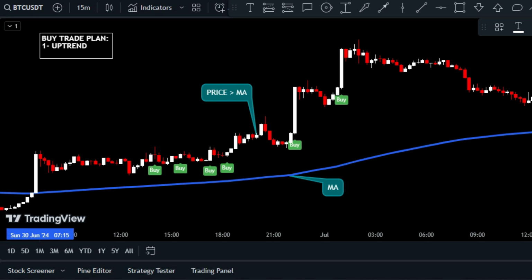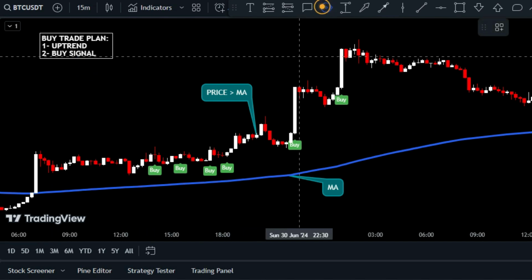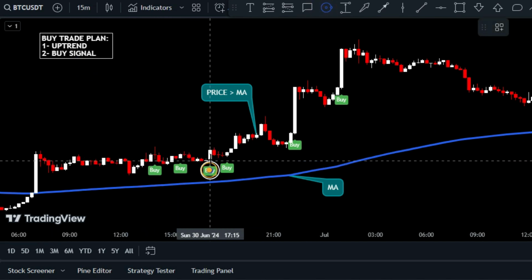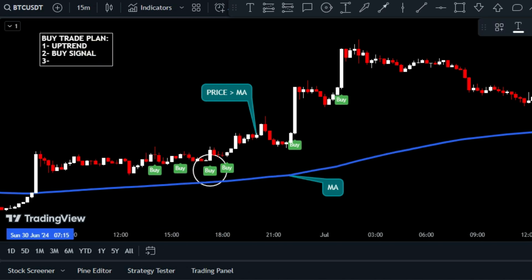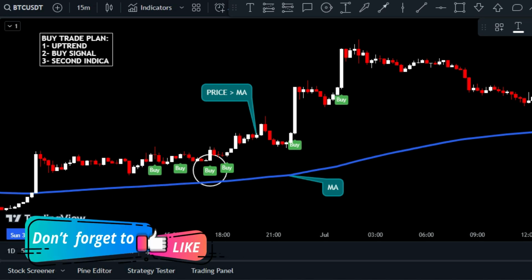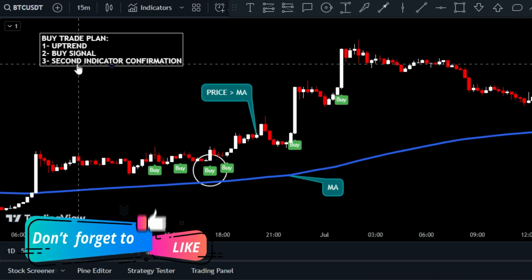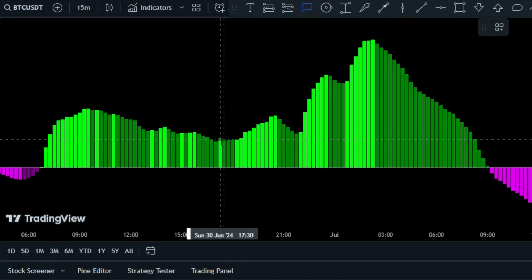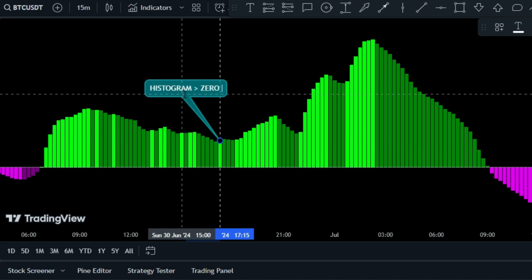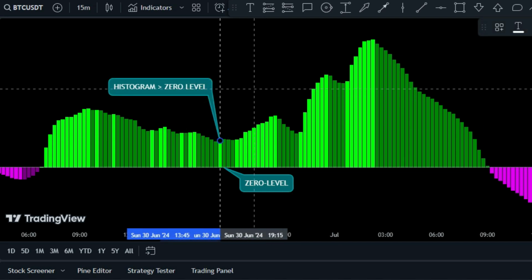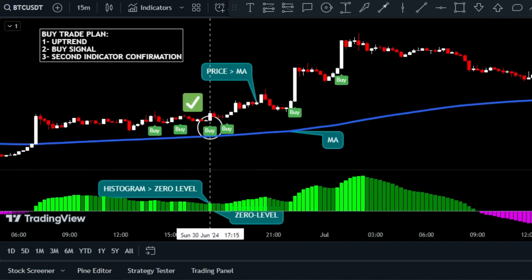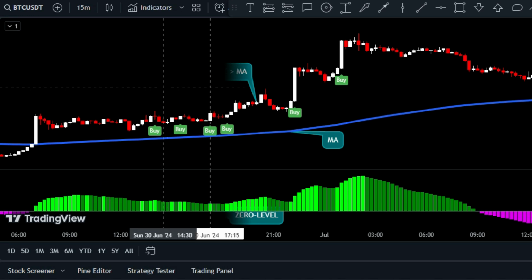Then look out for a buy signal from the Parabolic SAR indicator, giving you the green light to consider a buy trade. After that, confirm the improved percent price oscillator supports the buy signal, with the histogram sitting above the zero line. Once these conditions are met, seize the opportunity and open a buy position.